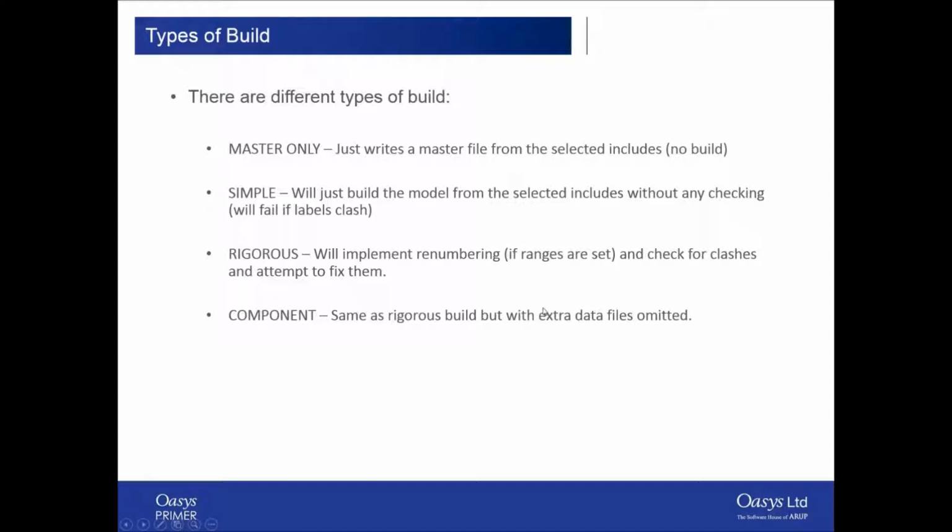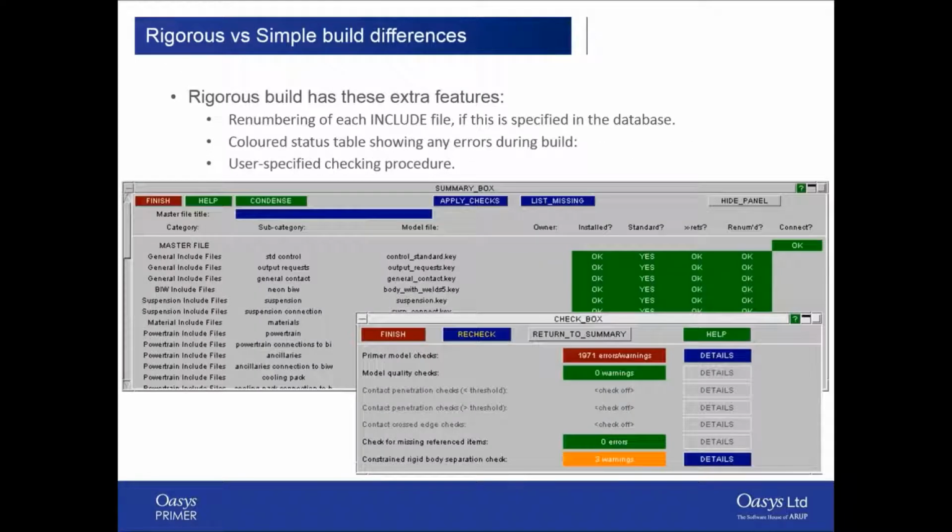Then we have rigorous, which, as the name suggests, is a more rigorous build option. Here it will implement renumbering and check for clashes and attempt to fix them. So it will do a lot more in terms of checking and relabeling during the model build to try and fix any problems that you might have. There's another one called component, which is the same as rigorous, but has extra data files omitted, and I'll explain what extra data files are in a second. The main two really are simple and rigorous. Simple, you can just think of as reading a normal model into Primer.